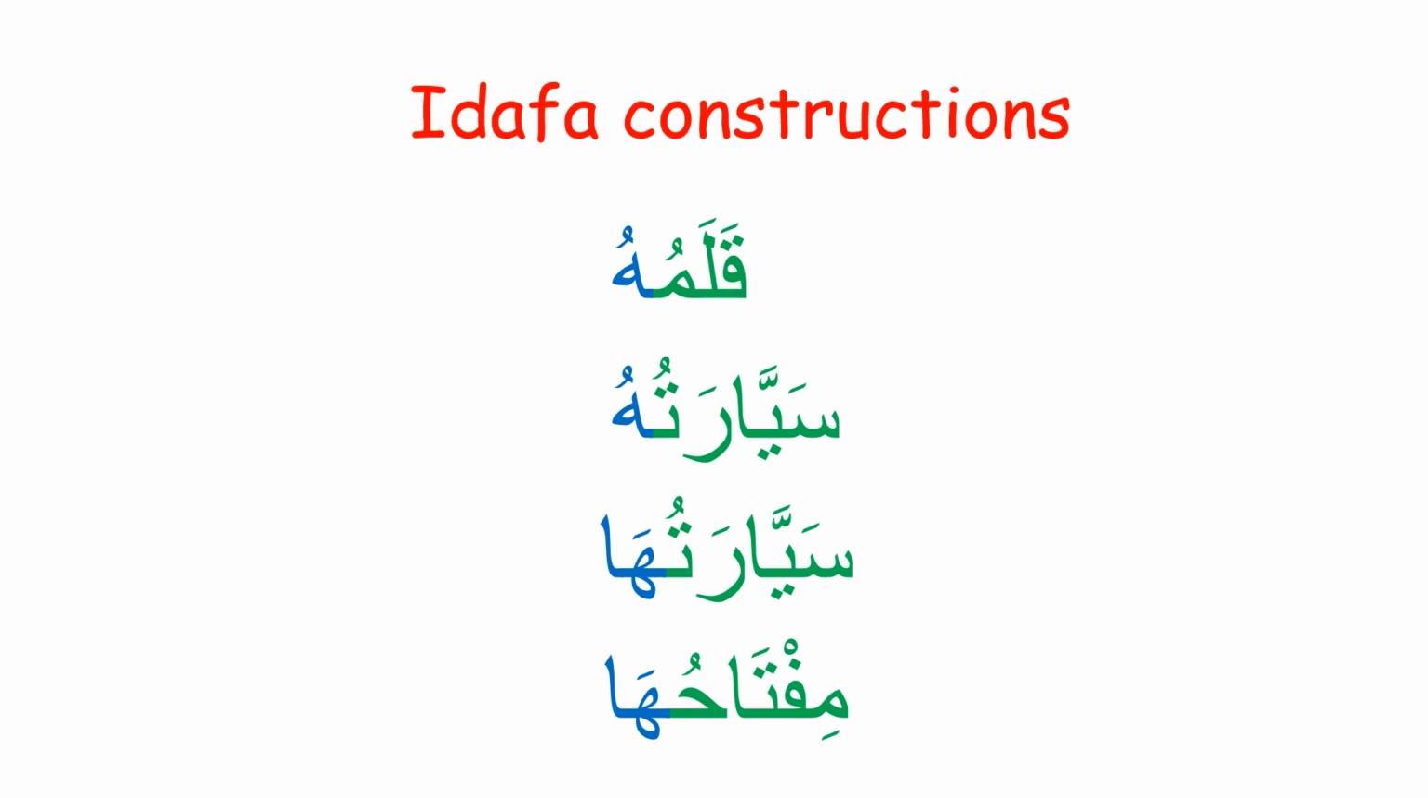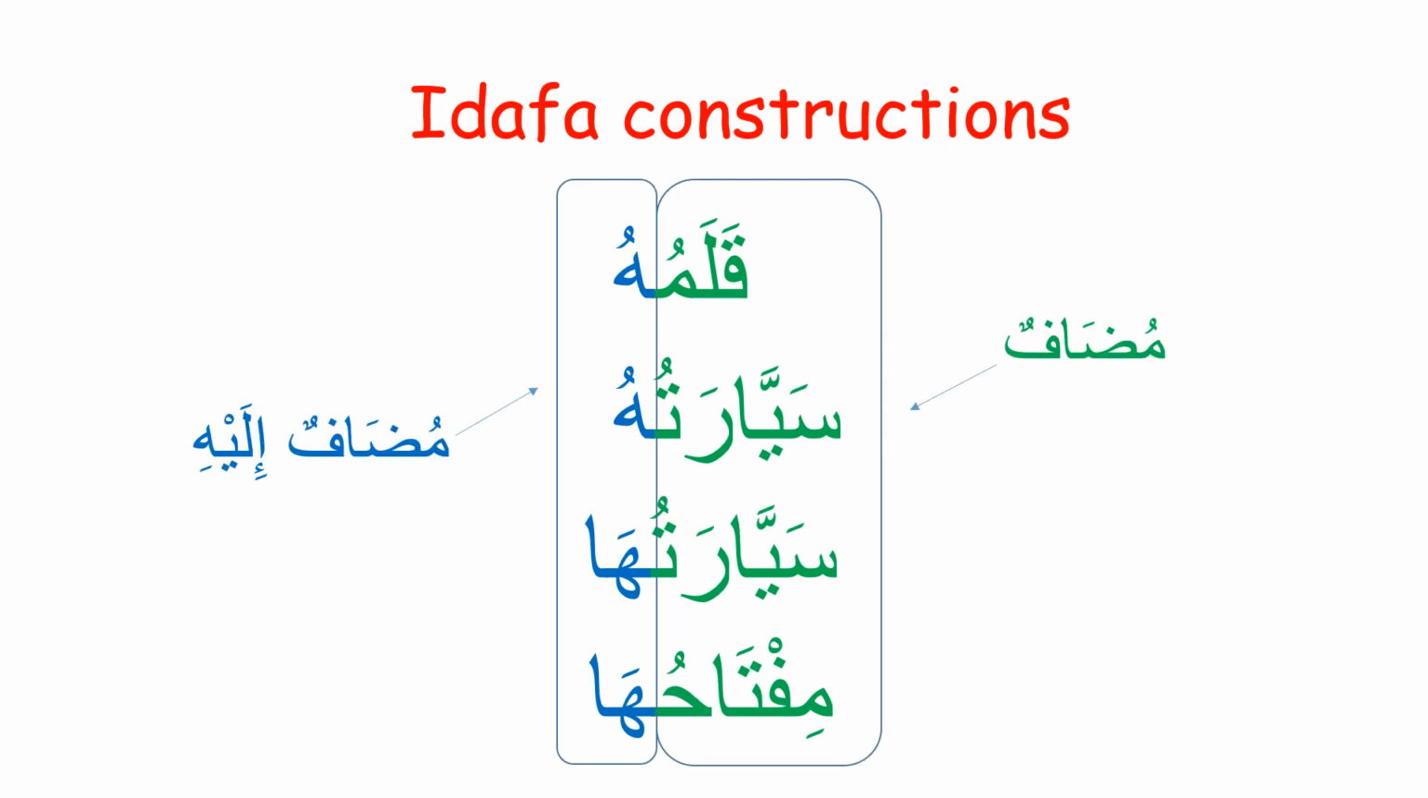مفتاحها. المضاف in the set order is قلم, سيارة twice, and مفتاح. Kindly note the nominative case. As for المضاف إليه, it is nothing but the attached personal pronouns, either hu or ha. And the striking thing is that المضاف إليه didn't abide by the rule of always having the genitive case.